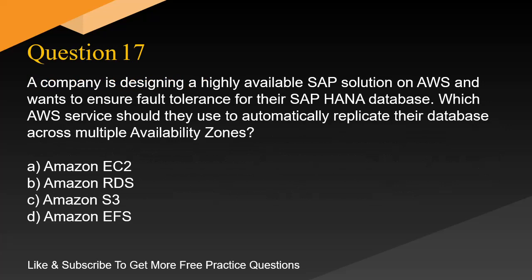Question 17. A company is designing a highly available SAP solution on AWS and wants to ensure fault tolerance for their SAP HANA database. Which AWS service should they use to automatically replicate their database across multiple availability zones? A. Amazon EC2. B. Amazon RDS. C. Amazon S3. D. Amazon EFS.